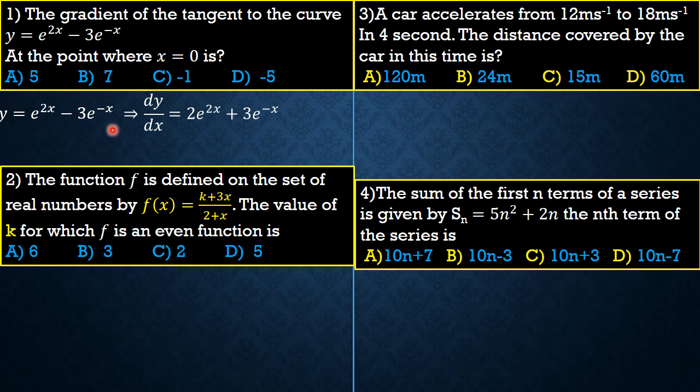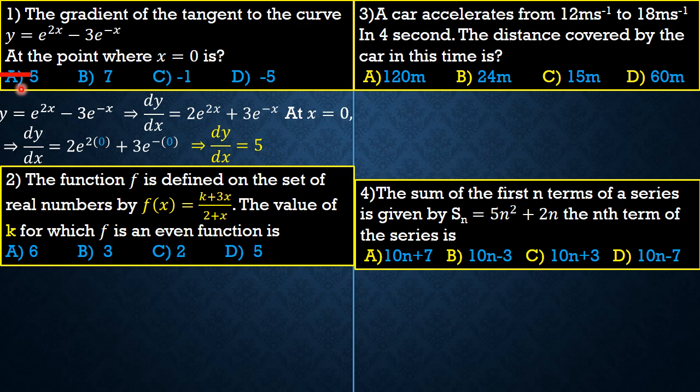If we differentiate e raised to the power negative x, we are going to have negative e raised to the power negative x, but the negative and this negative give us positive. So that's why we have this now. That therefore means that at the point where x becomes 0, we put 0 everywhere we see x. Keep in mind that anything raised to the power 0 is 1. If we simplify, we are going to have the answer to be 5. Great. So option A is the best option for our answer.